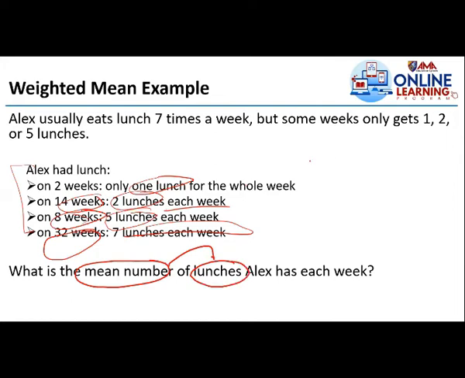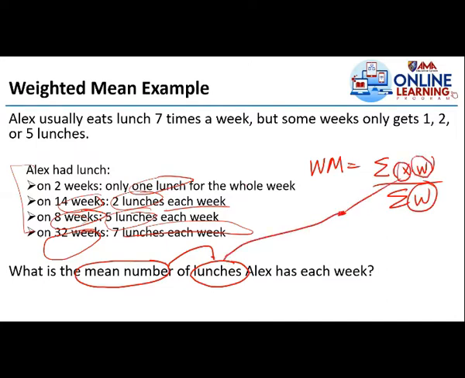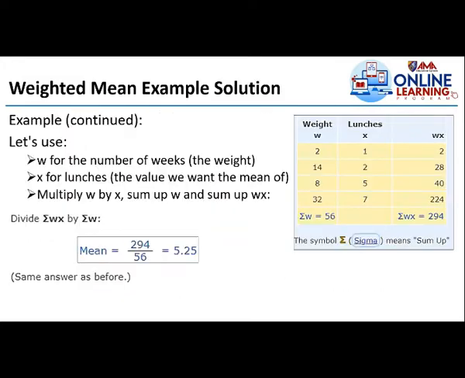So if you remember, yung weighted mean natin na formula is the summation of x times w all over the summation of w, where w is the weight, yung x yung hahanapan ng mean. Therefore, on this problem, yung lunches, ito, 1 lunch, 2, 5, and 7, yun yung x. Yung weeks naman yung weight. So, nagsuffer si Alex ng 1 lunch per week for 2 weeks, 2 lunches for 14 weeks, so on and so forth. Okay? Now, let's solve this.